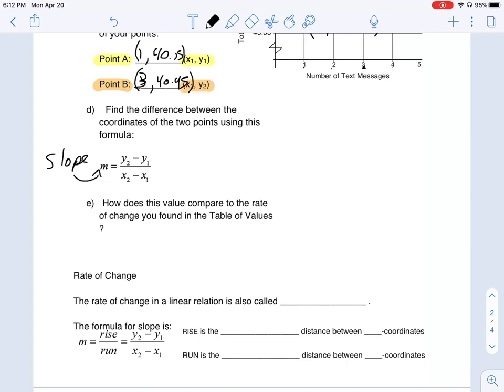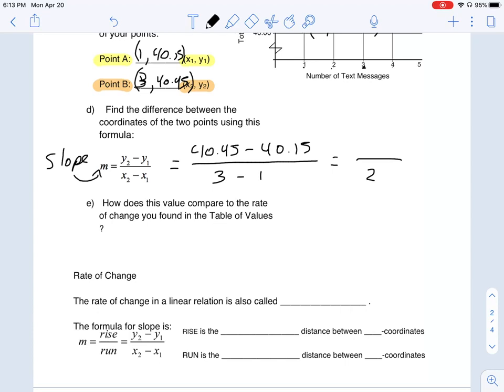So in this case, what are my values? Well, my Y2 value is here, and I'm going to subtract my Y1 value. So I have 40.45 subtract 40.15, all over my X value, or X2 and X1, in this case would be 3 minus 1. Well, I know 3 minus 1 gives me a value of 2.